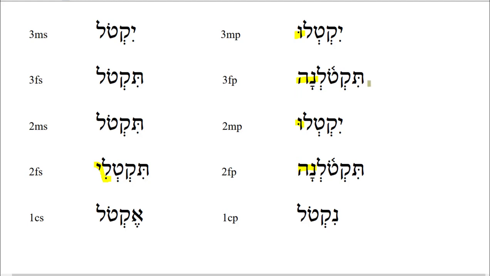Actually, the forms are identical. So third feminine plural and second feminine plural, the forms are the same. They both have that nah ending, the nun with the qamets he. So that is what our qal imperfects look like. Once we know it's a qal stem, then we pay attention to the prefix and the suffix to figure out the person, the gender, and the number.